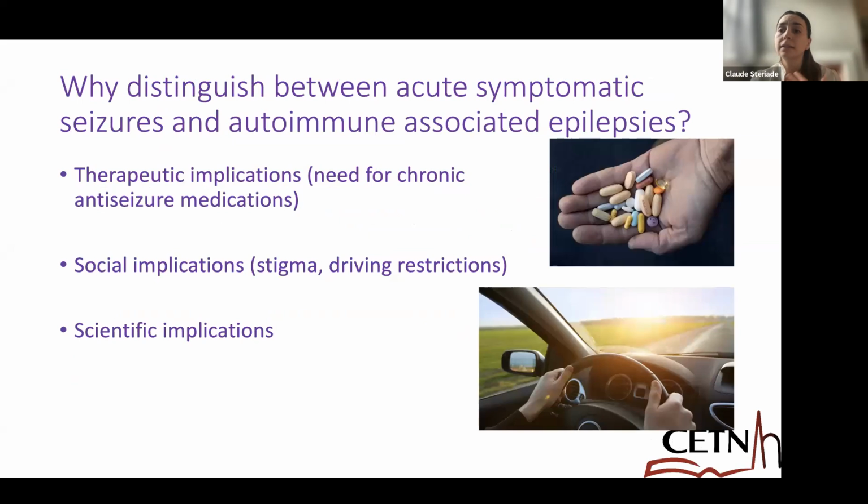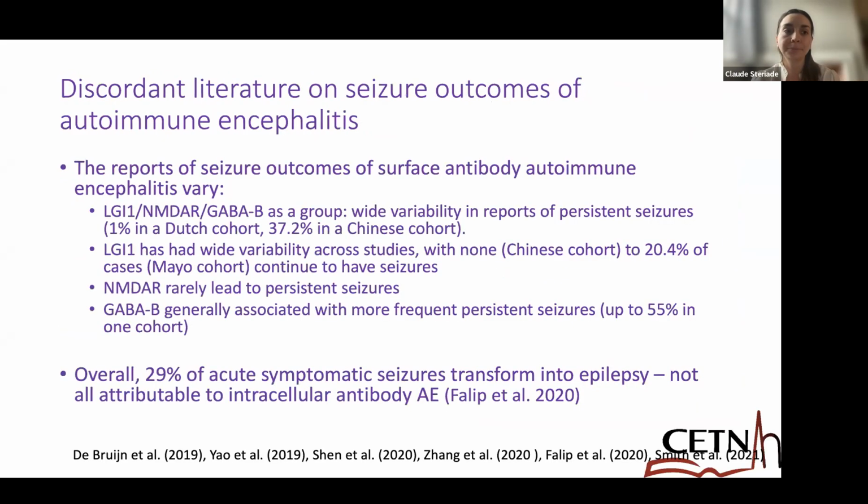And so why is it necessary to differentiate between the two? Well, it matters if you have epilepsy. There's therapeutic implications, needing to take anti-seizure meds, needing to have driving restrictions. There's a lot of implications with just having a chronic neurologic condition, but also scientifically speaking, like I talked about in terms of the pathophysiology, they're different diseases. And so we really wanted to move past lumping all seizures related to autoimmunity together because they're just different animals and they behave differently.